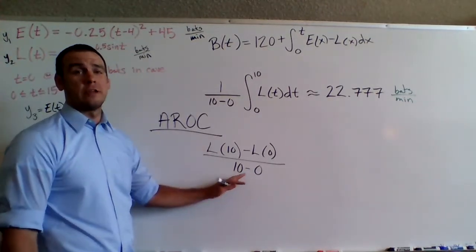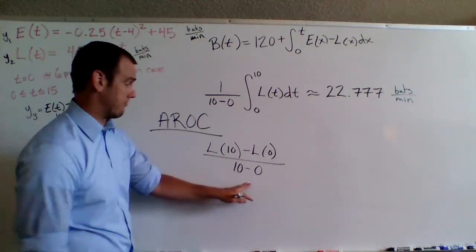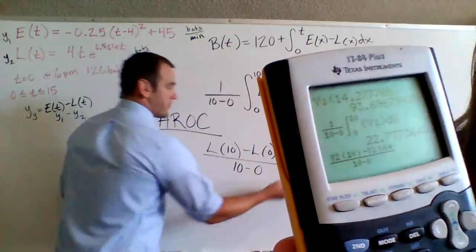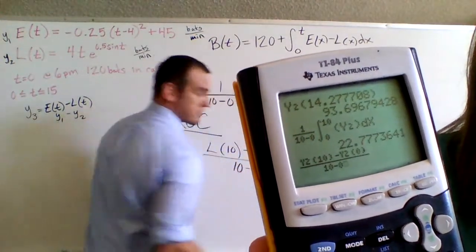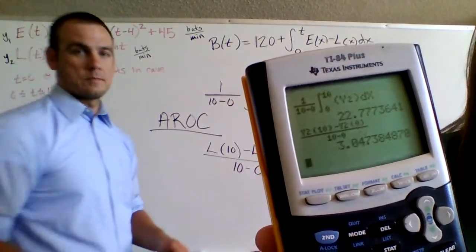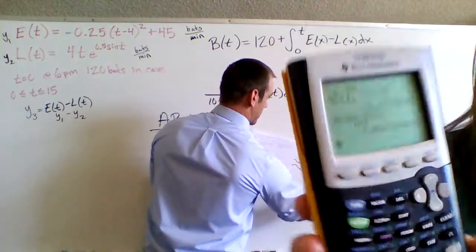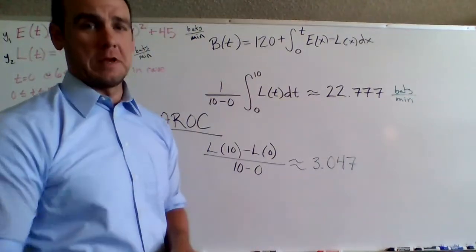But show the difference quotient on AROC every single time. Okay, so show that 10 minus 0. So I type that in. Remember, L of t is in y2. So y2 of 10 minus y2 of 0 over 10 minus 0. And you should get 3.047 approximately.